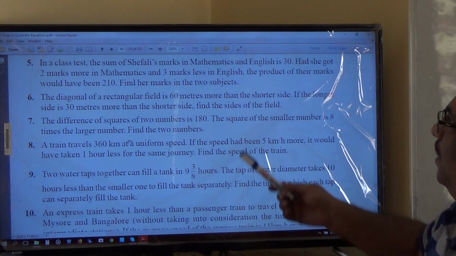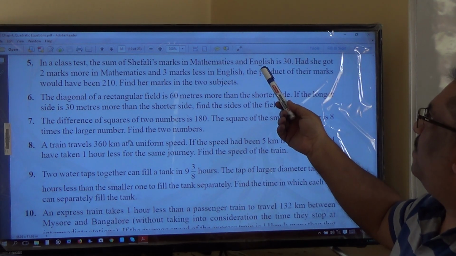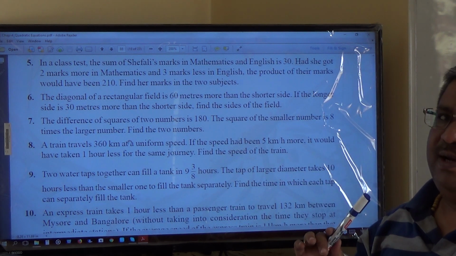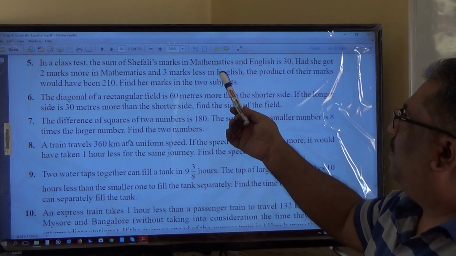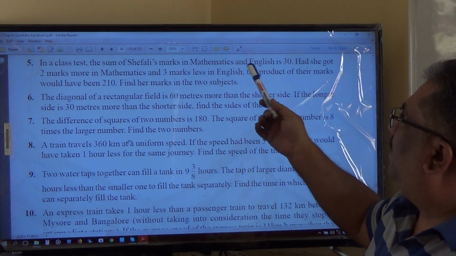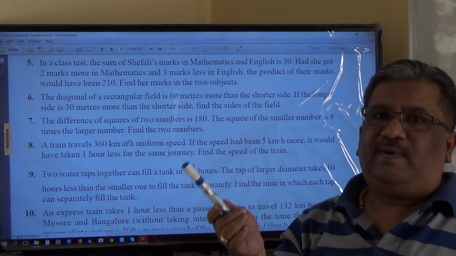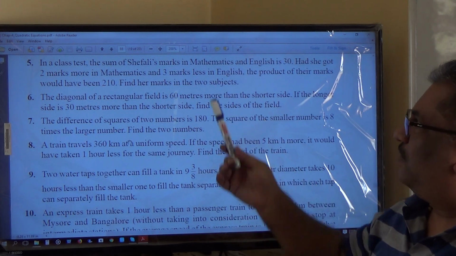See here, if the marks in mathematics is x, what is the marks in English? 30 - x. I can take only a single variable, or I can take 2 variables also. Marks in mathematics is x and in English is y, x + y = 30. Finally, I can convert it into a single variable. But let's see how to solve this one now.